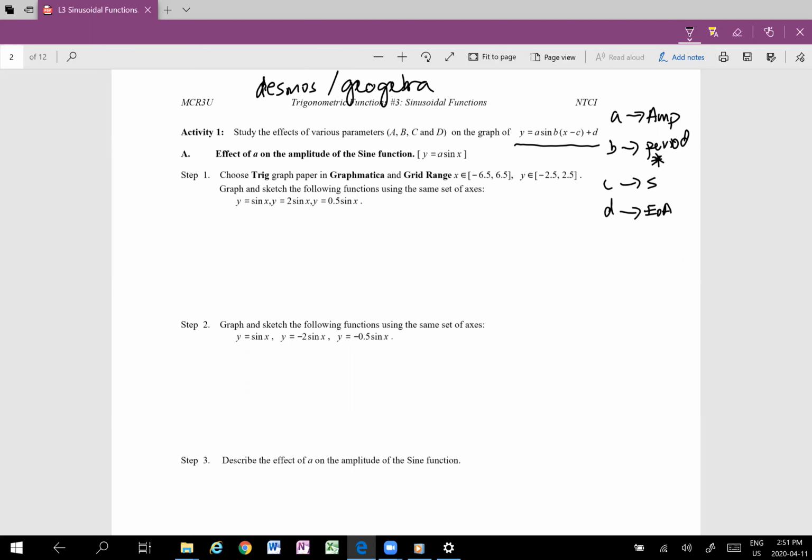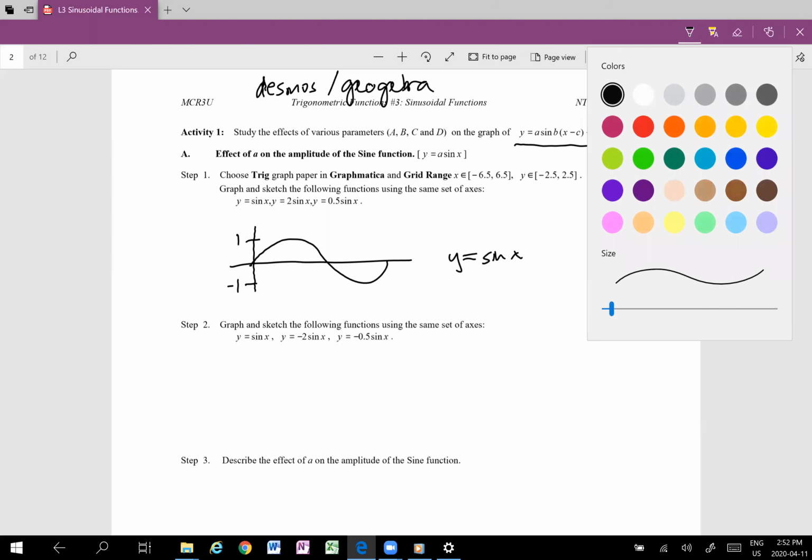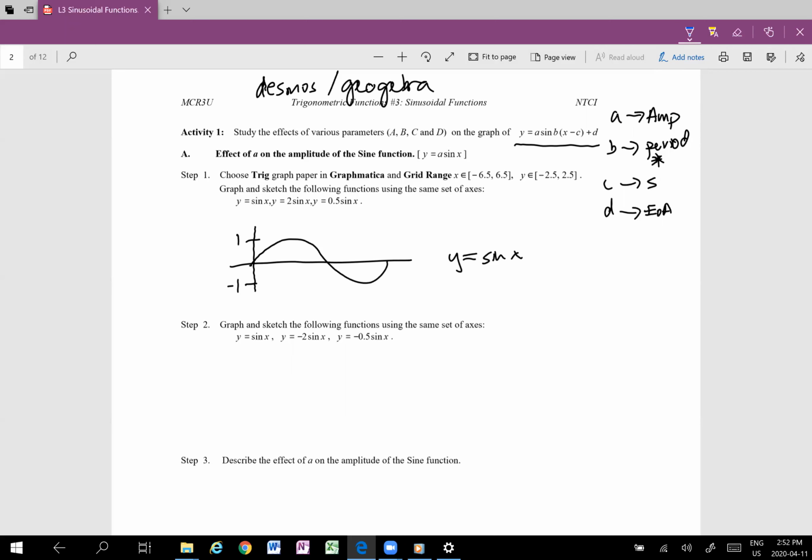So for the first thing, graph and sketch the following functions using the same set of axes. We're going to graph y equals sine x and then y equals 2 sine x. I'm just sketching, so I'll use black to always represent y equals sine x. Notice the maximum is at 1 and the minimum is at -1. So in blue, if I wanted to graph y equals 2 sine x, I think a lot of you actually understand that. It's going to look something like this. And what you're supposed to get out of this is that the amplitude got stretched.